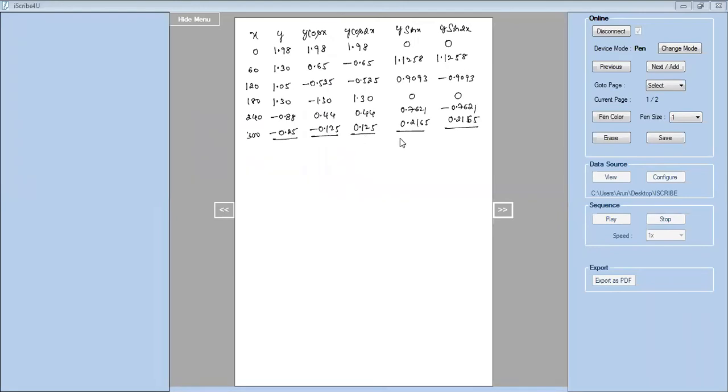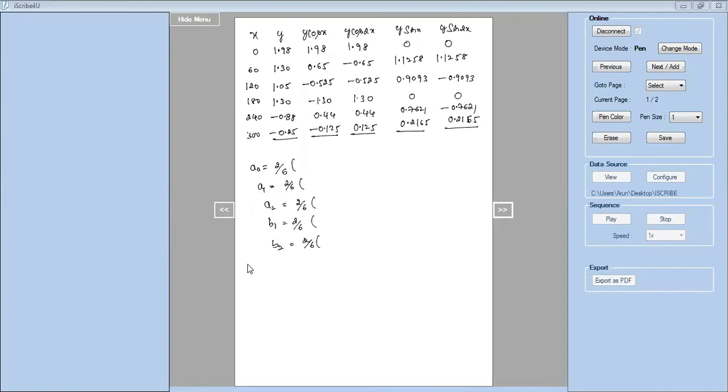So this is the table anyway. Once you get this, I can find the values of A naught, A1, B1, A2, B2. A naught, the formula is 2 by n, so n is 6, into summation y. Then A1 is 2 by 6 into summation y cos x. A2 is 2 by 6 into summation y cos 2x. B1 is 2 by 6 into summation y sin x. B2 is 2 by 6 into summation y sin 2x. So if you tell me the summations, I substitute and calculate A1, A2 and all these things.